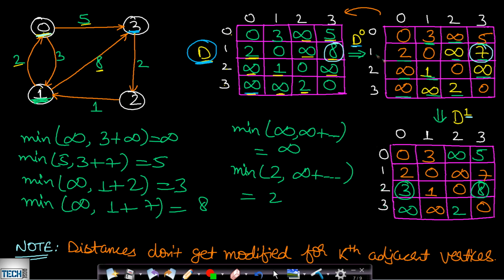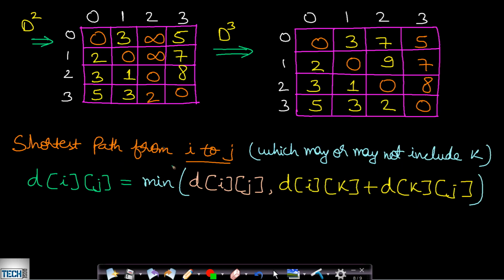Okay. So after including both the nodes 0 and 1, this is our shortest path matrix. Okay. So like this we will keep repeating and include all the vertices, and whatever matrix comes at last will be our final all pair shortest path. So if we solve it, then this will be the final matrix.